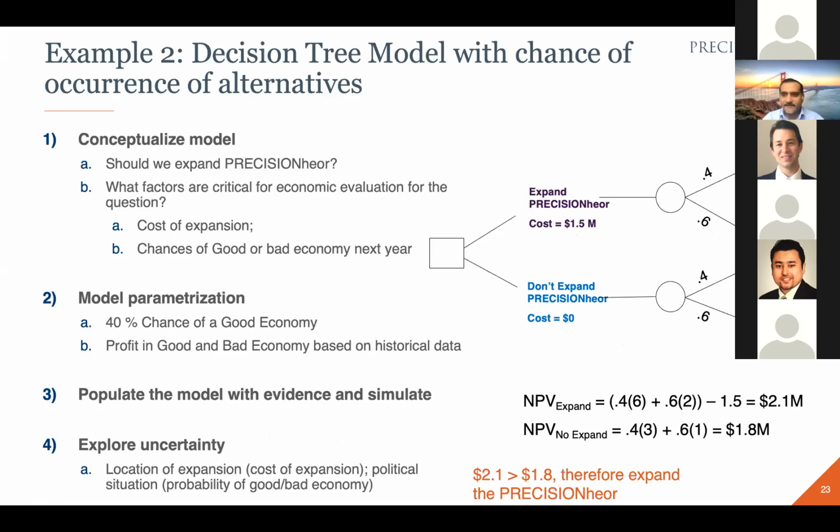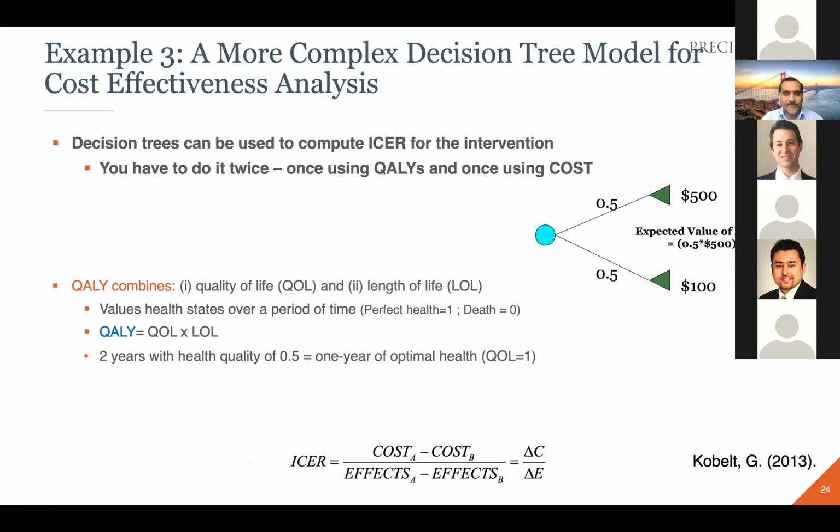Now here the chance is important. In the previous example, chance was not important. Slowly, we are making the model a little more complex. The first one, the chance was not there. Second one, the chance was there. Now suppose we have two interventions, and we want to talk about the incremental cost effectiveness of each of the interventions.